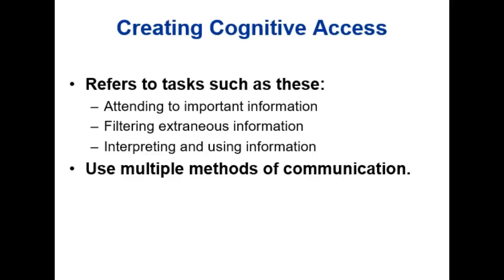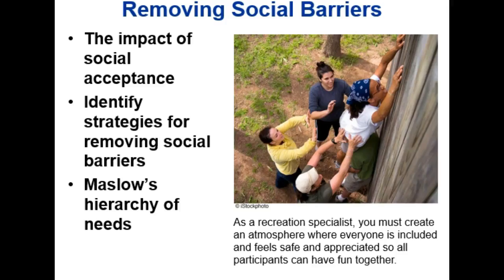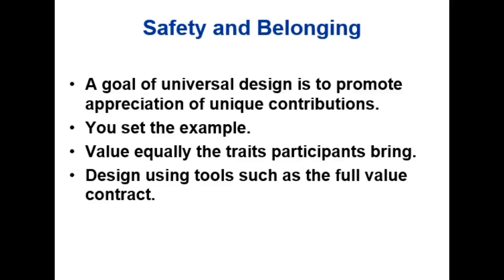Creating cognitive access refers to tasks such as these: attending to important information, filtering extraneous information, interpreting and using information, and using multiple methods of communication. Removing social barriers: the impact of social acceptance, identity, strategies for removing social barriers, and Maslow's hierarchy of needs. As a recreation specialist, you must create an atmosphere where everyone is included and feels safe and appreciated, so that all participants can have fun together.